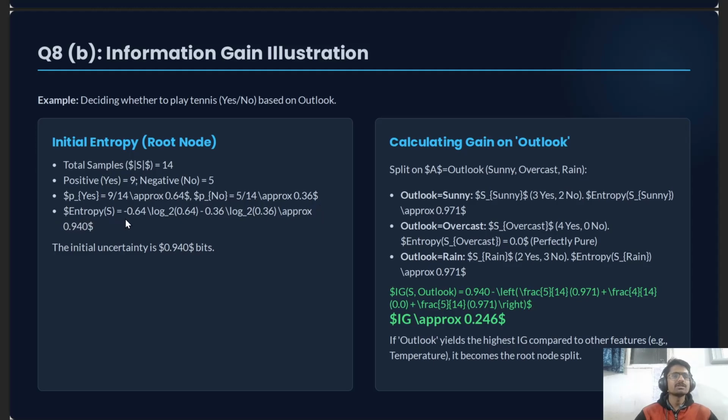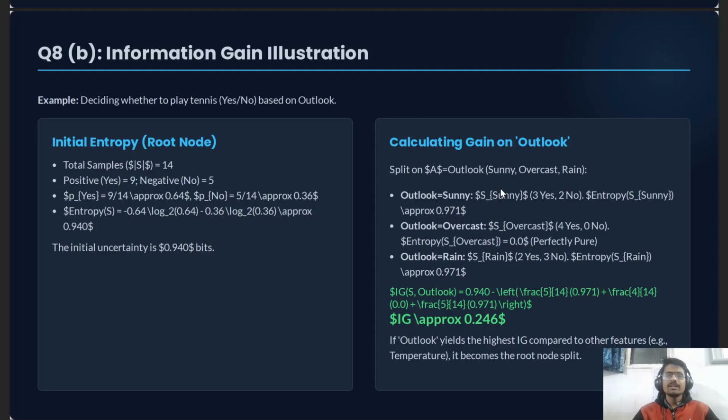So entropy is equal to minus 0.64 times log base 2 of 0.64, minus 0.36 times log base 2 of 0.36, which is approximately 0.940. So the initial uncertainty is 0.940.